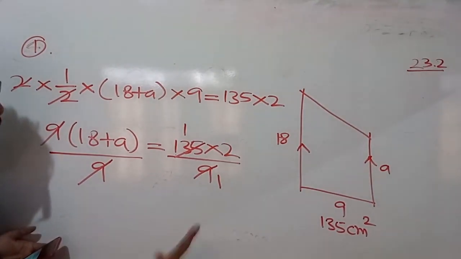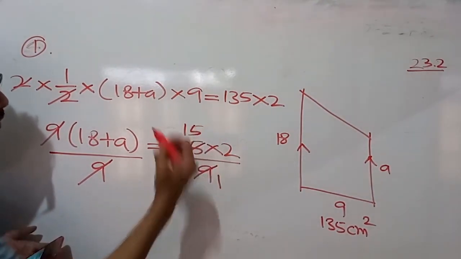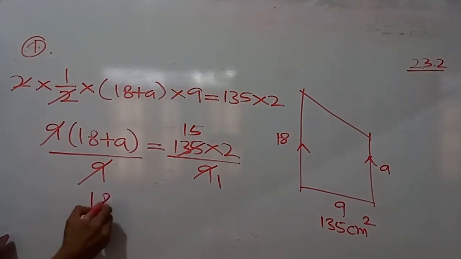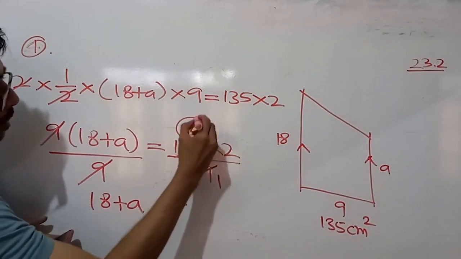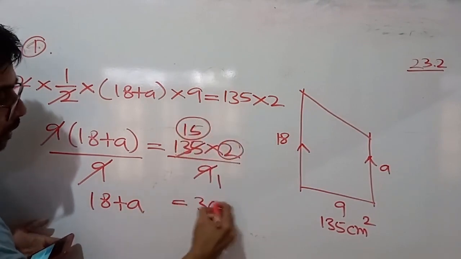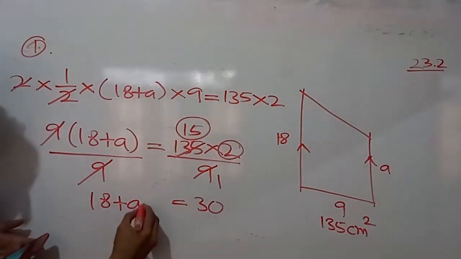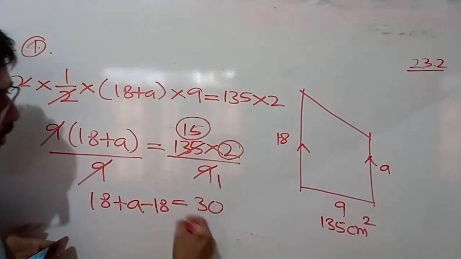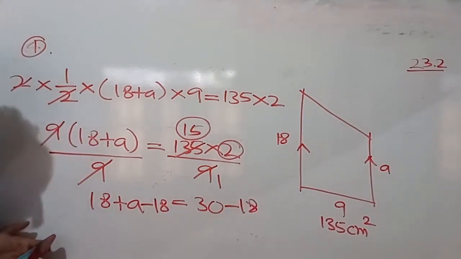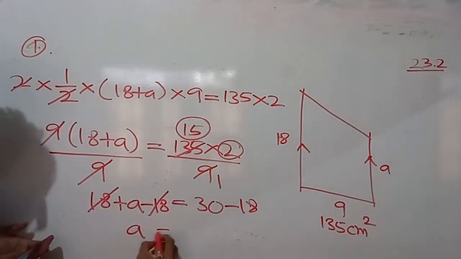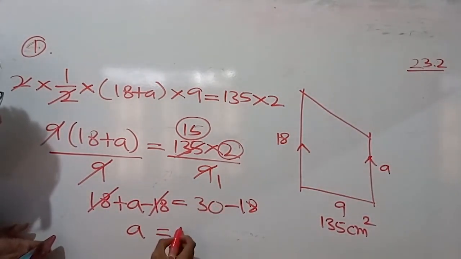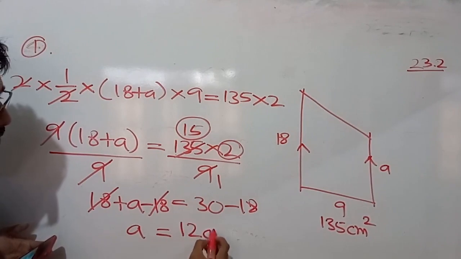Then I have 4, so 4 to 45, so 5. So 18 plus A, that is equal to 15 times 2, 30. Right? Then I will put a minus 18, do the same thing to the other side. So I can cancel out 18 on this side. So A will be what? 30 minus 18, so that is 12 centimeters.